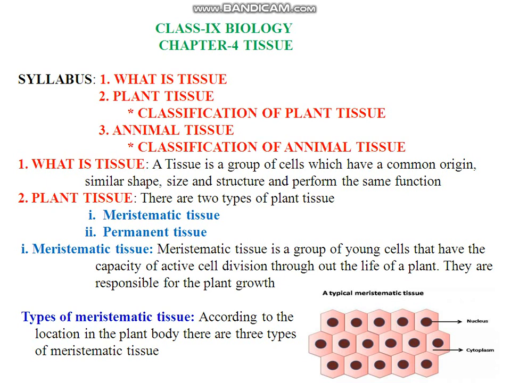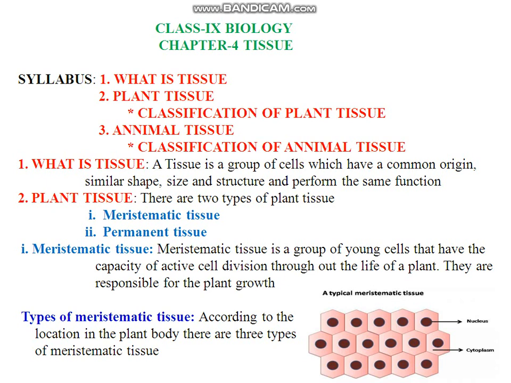The cells are very small in size. They are very compactly arranged. There are no intercellular spaces between the cells. Most of the portion of the cell is covered by cytoplasm. Nucleus is also present. So these are some of the characteristics of meristematic cells.